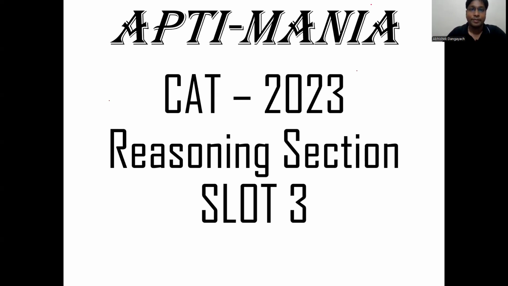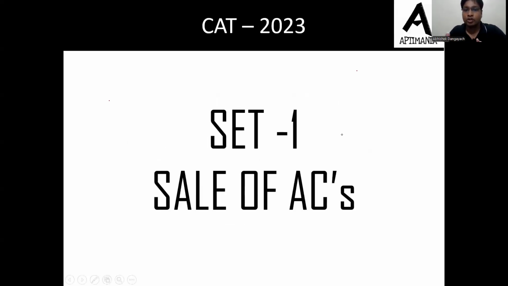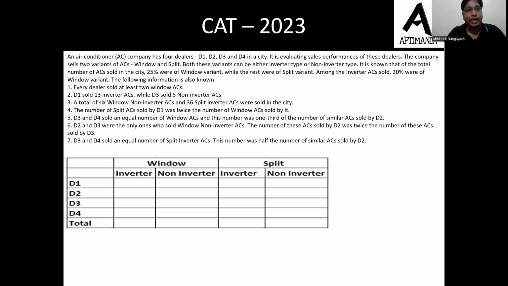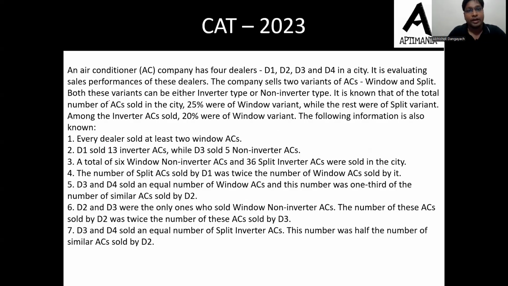Hello, my name is Abhishek, and in this video, let's discuss a very good set from CAT 2023 reasoning section, slot 3. The question was based on sale of AC, so let's name it the sale of AC set. The question goes like so: an air conditioner company has four dealers D1, D2, D3, and D4 in a city. It is evaluating sales performance of these dealers.